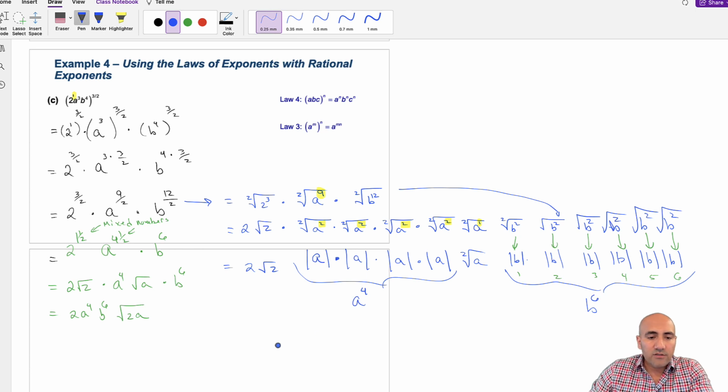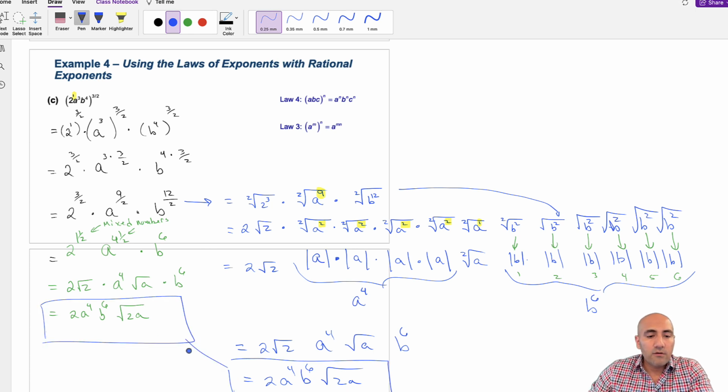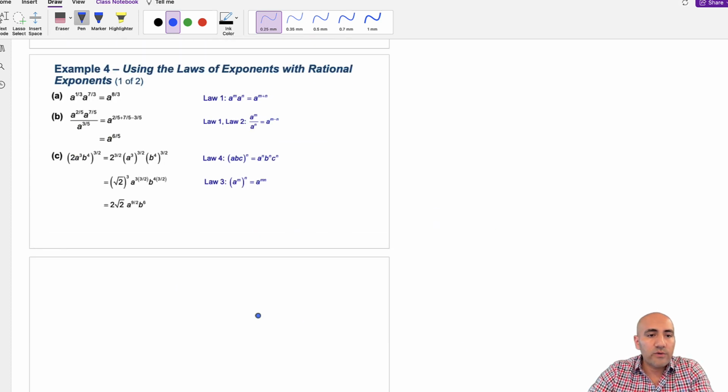Okay, all right, so our final result then is 2 square root of 2, a to the 4th, square root of a, b to the 6th, ending in the same answer as before, 2a to the 4th, b to the 6th, square root of 2 times a. Okay, same answer as before. Whichever one makes most sense is the best way to do it. And again, you don't have to do as much detail as I did. I'm just flushing out those tiny little details. Hopefully it's making sense. So this is what your author did.